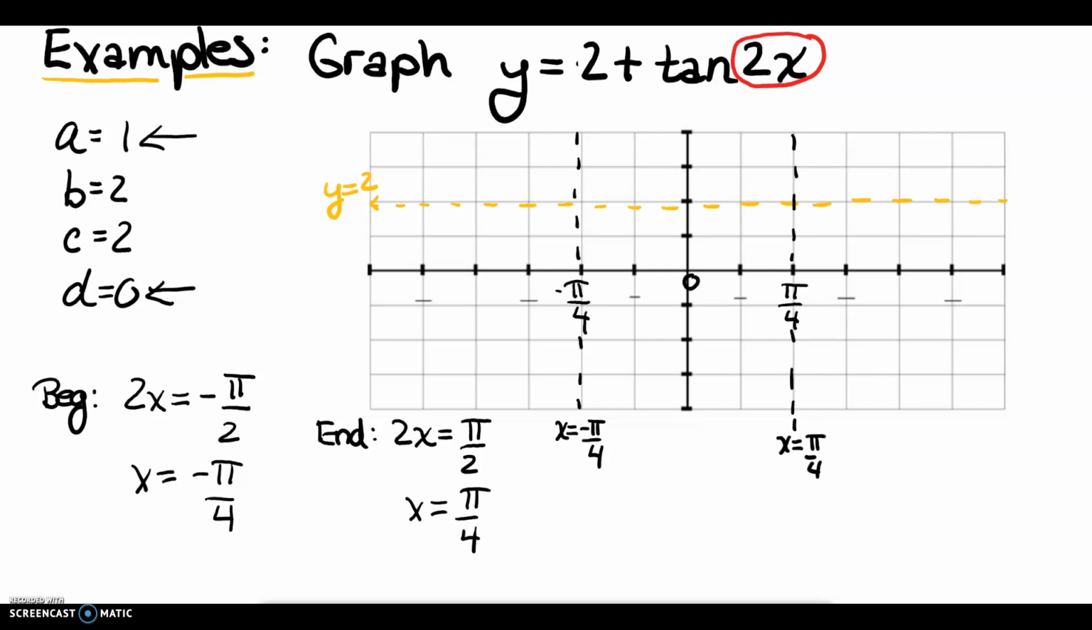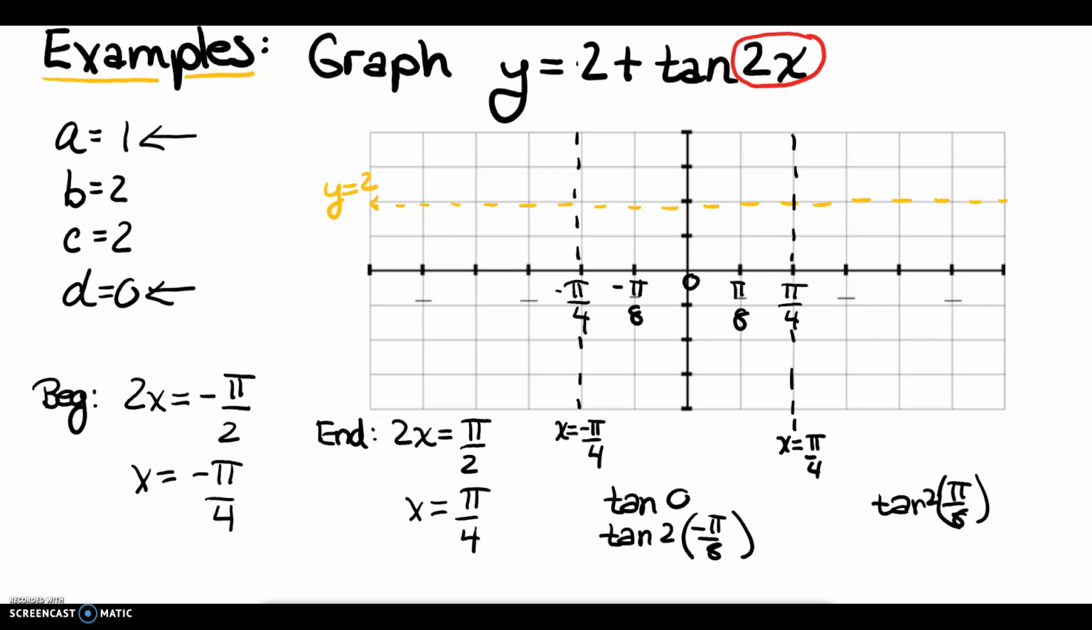My halfway mark is 0, and if I divide pi over 4 into 2 equal parts, this is pi over 8 and negative pi over 8. You can use the midpoint formula to find that. All right, so I need to find the tangent at 0, and the tangent at 2 times negative pi over 8, and the tangent at 2 times pi over 8.